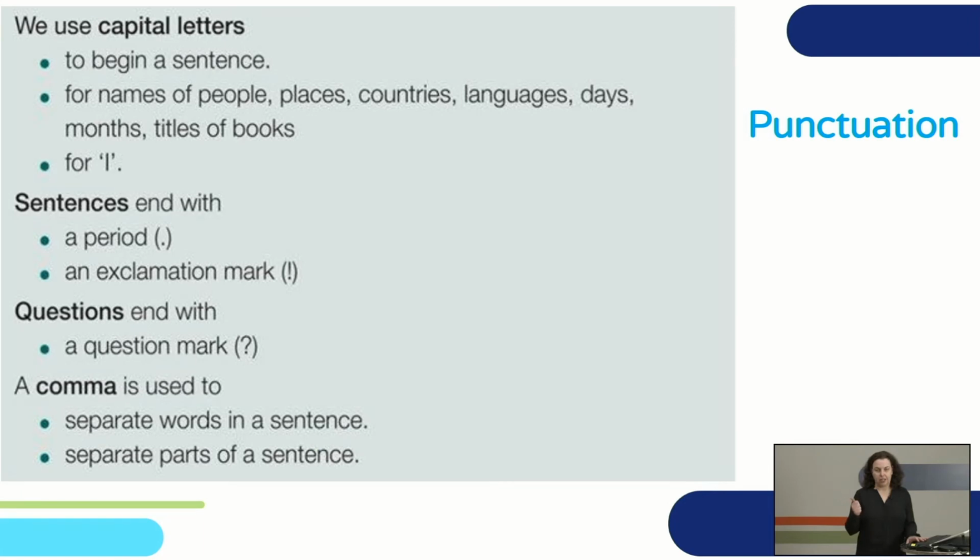These are the times when we use a capital letter. So, at the beginning of the sentence, names of people, names of days of the week, the months of the year, languages we speak, days of the months, and titles of books. And the word I always has to be capitalized. Sentences must end with a period. If we don't have a period, the sentences go on and on and on. We don't have time to breathe. You must put a period at the end of the sentence.